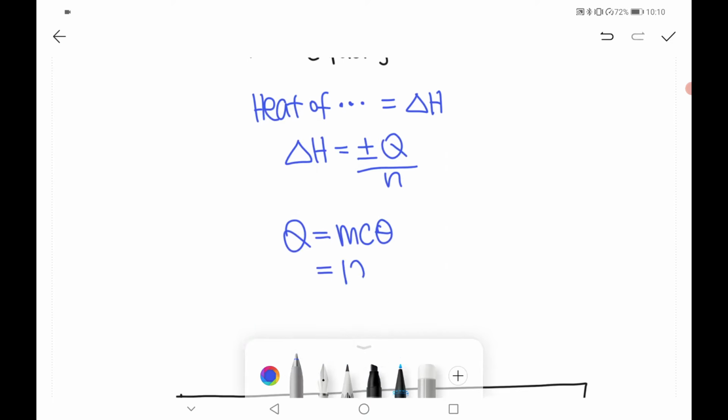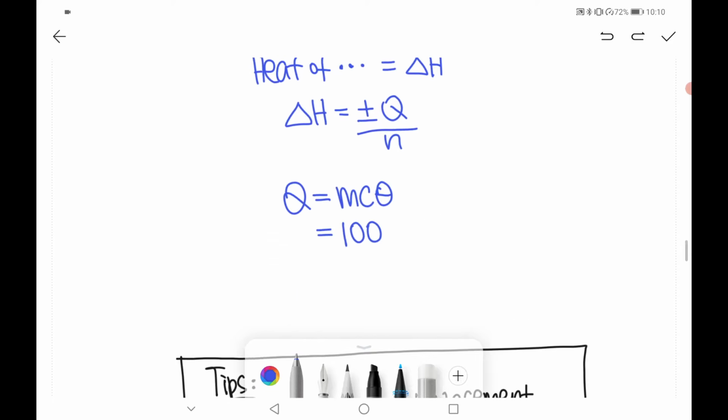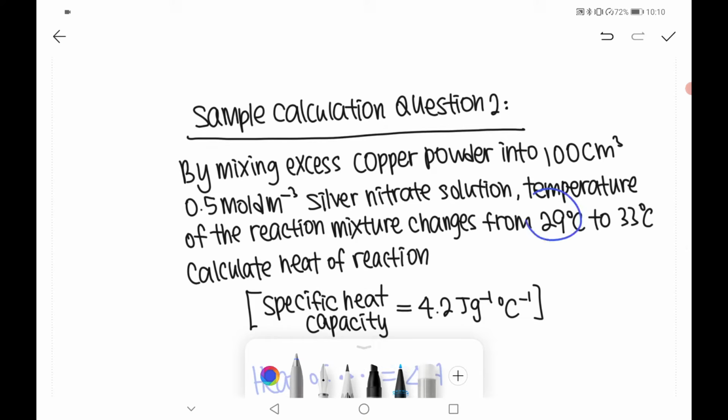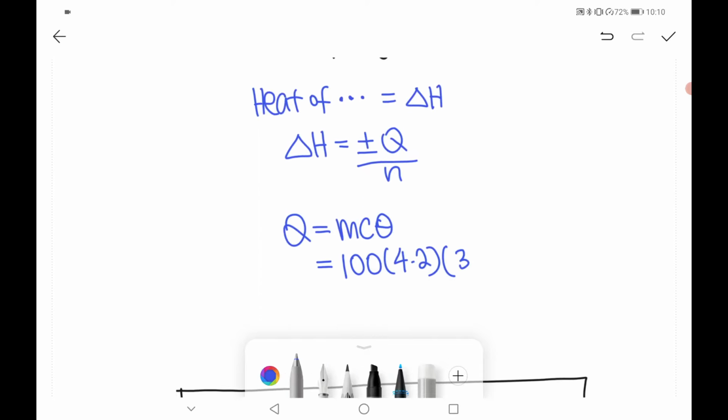C is heat capacity. The heat capacity is given here, which is 4.2, so they give us the value for C. Theta is the temperature change. The temperature changes from 29 to 33, so we take the higher temperature minus the lower temperature: 33 minus 29.